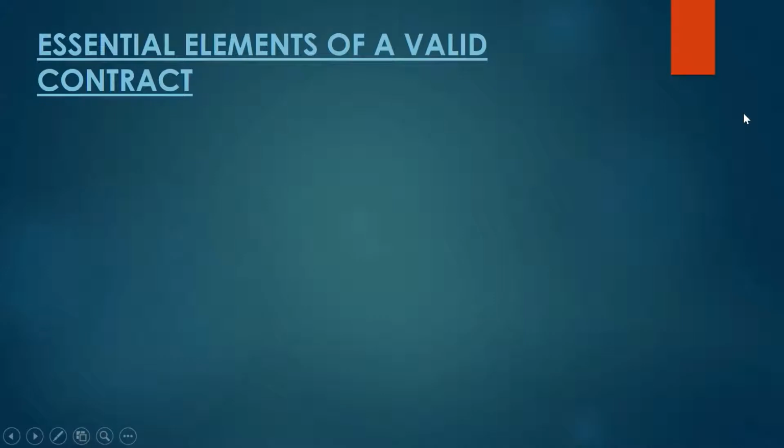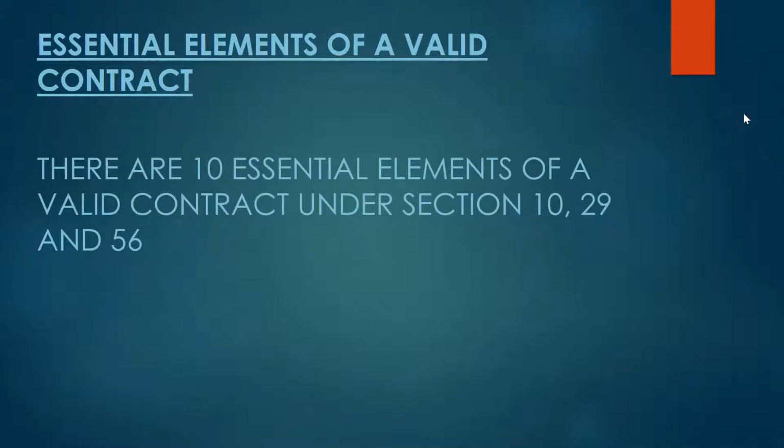Now, very important topic. Essential elements of a valid contract. Friends, in my previous video, I told you that a contract is an agreement enforceable by law. So an agreement becomes enforceable at law when the essential elements of a contract are present in the agreement. There are 10 essential elements of a valid contract under sections 10, 29 and 56. And even if a single element is missing from the agreement, it will never be enforceable and it cannot be called a valid contract. So all these elements are very, very important and need to be present in the agreement.